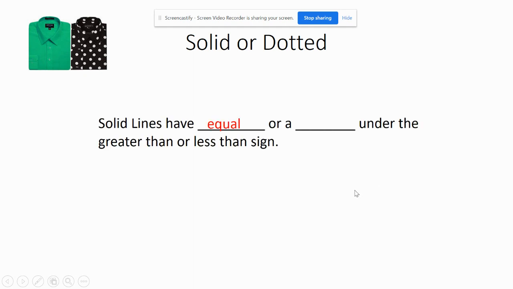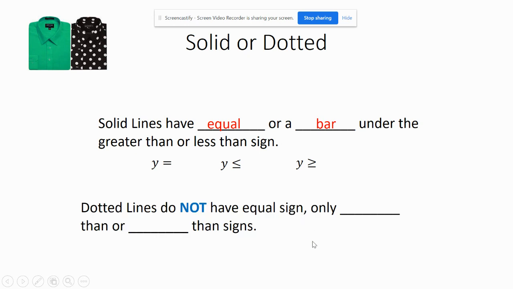So solid lines have equal or a bar under the greater than or less than sign. Basically, that means it can also equal the solution, right? So this would be an example of what I'm talking about here: y less than or equal to, or greater than or equal to. Notice there's a bar underneath the less than or greater than sign, so it's also equal to. Dotted lines do not have equal signs, only the less than or greater than sign. No bars. That's real important to note.